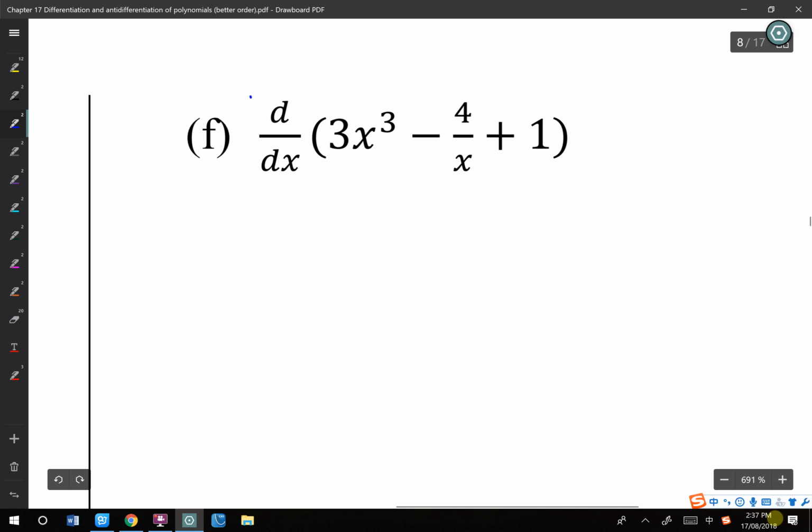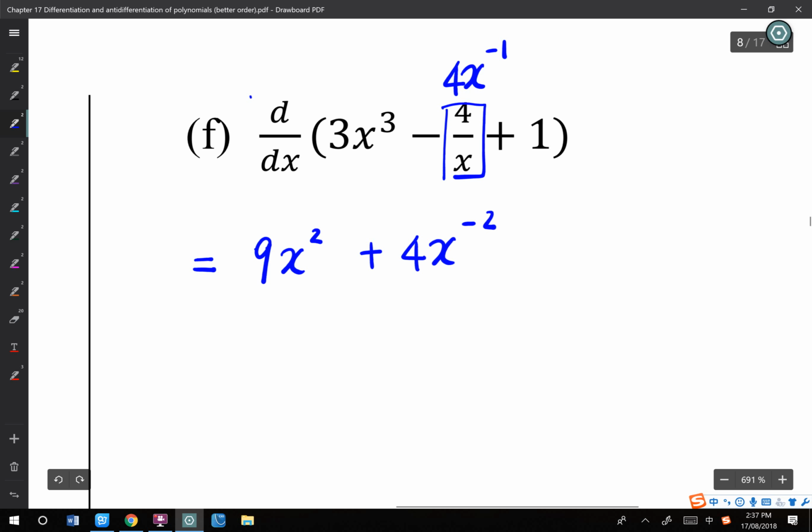So you can directly write that equals, and you start to diff this function here. This notation is the same as what we have in the calculator. So let's diff it first, and then I will show you this in the calculator. What we have here is 4x to the power of negative 1. I can't have x on the denominator. So the derivative is 9x squared plus 4x to the power of minus 2, and the 1 just becomes 0. So we have 9x squared plus 4 over x squared.